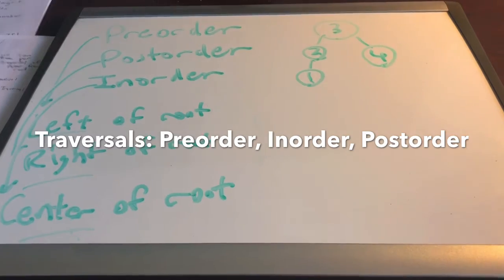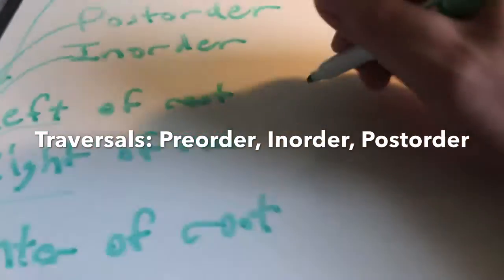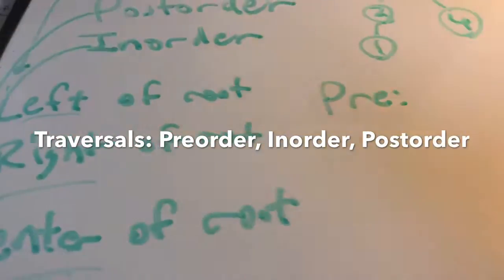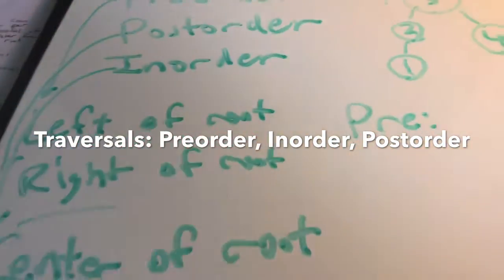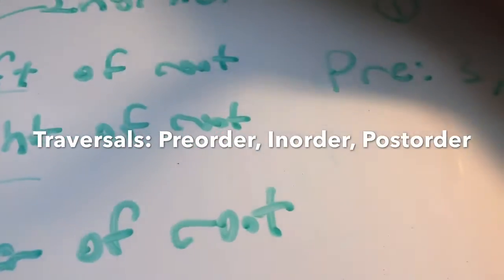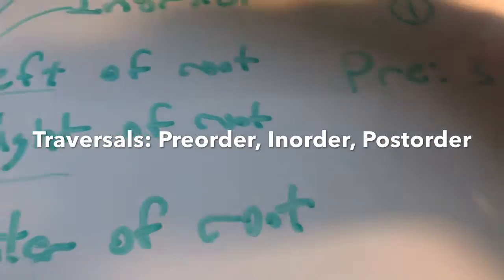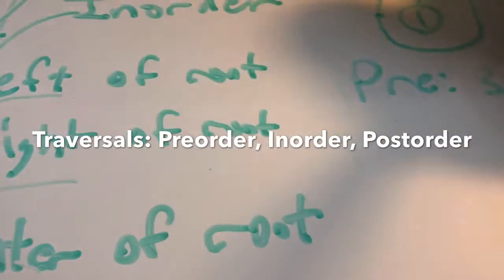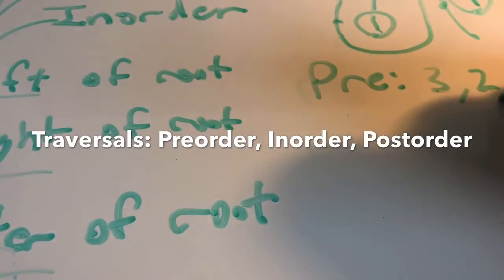That's been long enough of a pause now, so let me show you the solution. For the pre-order, we go from the left, right? So we start from here. You go from 3 to 2 to 1, then to 4.